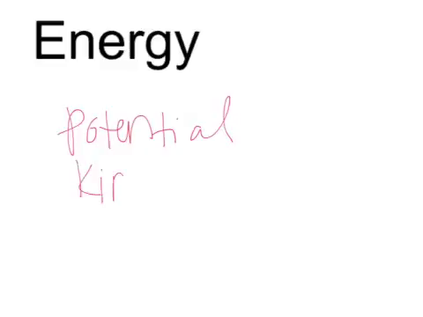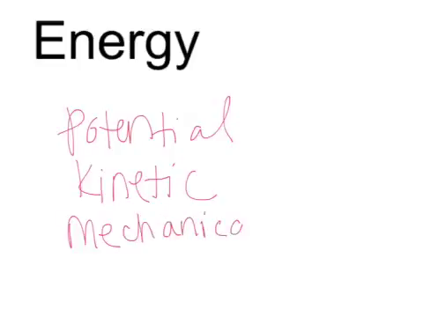Energy is an object's ability to do work. There are three types of energy: potential, kinetic, and mechanical. Kinetic energy represents an object in motion. The formula for kinetic energy is 1/2 mv squared.